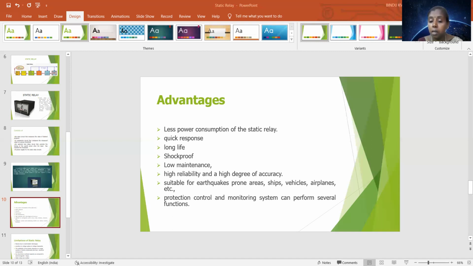And also we have the advantage of reduced risk of unwanted tripping. See, in an electromagnetic relay, even though there is no fault, there is a possibility that the relay may trip. This is not happening. This risk of unwanted tripping is reduced in the case of your static relay.